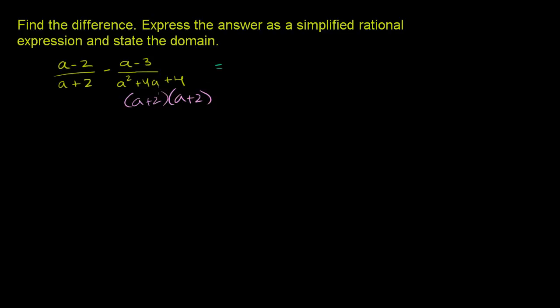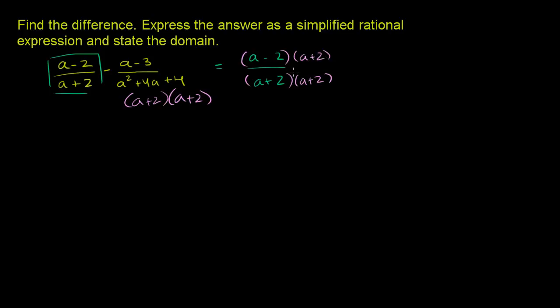This will be the same thing as this first term right here, a minus 2 over a plus 2. But we want the denominator now to be a plus 2 times a plus 2. We want it to be a plus 2 squared. So let's multiply this numerator and denominator by a plus 2, so its denominator is the same thing as this. So let's multiply both the numerator and the denominator by a plus 2.